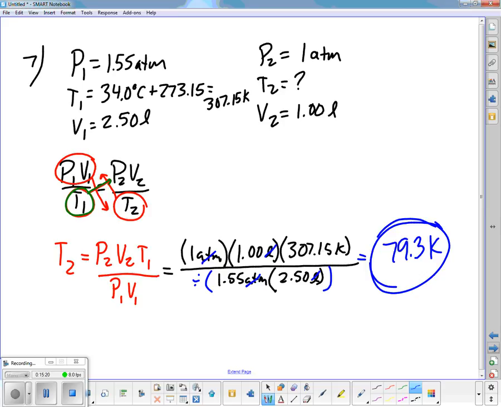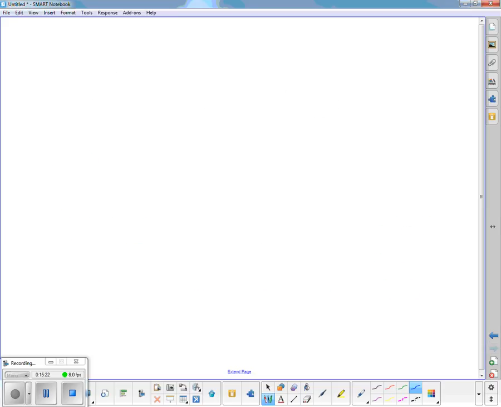Yes. Number 9. Okay, what volume in liters? What is the volume in liters? So I'm looking for volume. And they gave me a hint that R is equal to 0.0821 atmospheres times liters divided by mole times Kelvin.